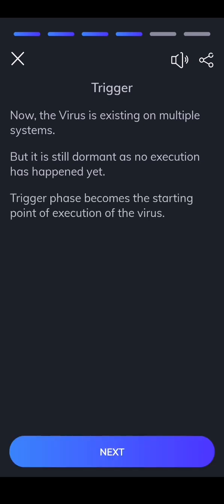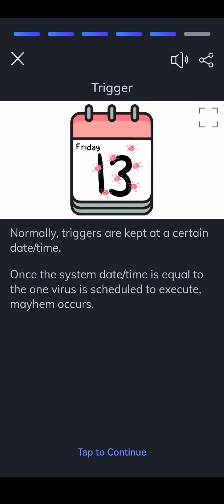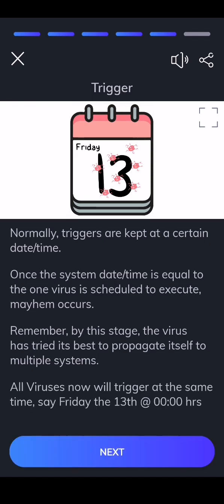The trigger phase becomes the starting point of execution of the virus. Normally, triggers are kept at a certain date and time. Once the system date and time is equal to the one the virus is scheduled to execute, mayhem occurs. Remember, by this stage, the virus has tried its best to propagate itself to multiple systems. All viruses now will trigger at the same time, say Friday the 13th at 00:00.